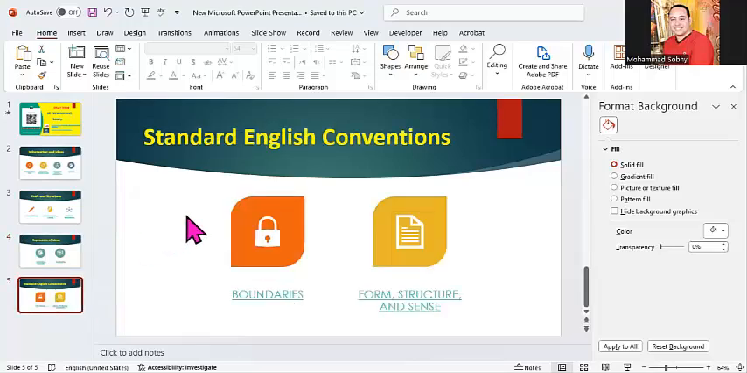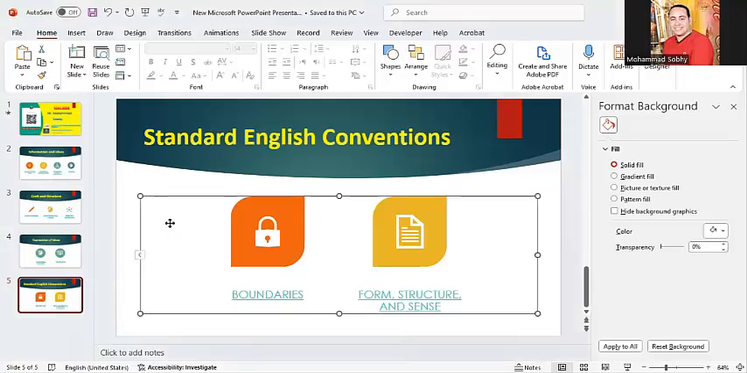And here we have the grammar and writing domain, standard English conventions. We have boundaries, and we have form, structure, and sense. In this part of standard English conventions, honestly, you need to revise most of the English grammar, like punctuation rules, transition words, verb tense, verb conjugations. All these things you need to keep in mind while you are preparing for the SAT test. So you need to be really hard workers. You need to revise all these things.